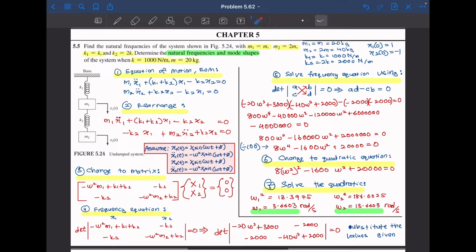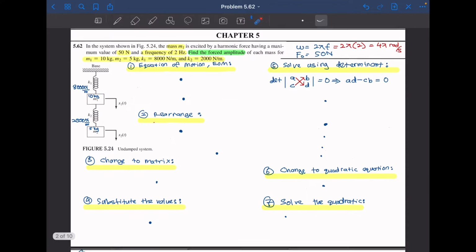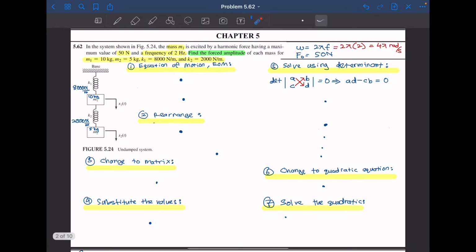But the question wants you to find, for problem 5.5, the natural frequencies and mode shapes, and they are using the same figure, figure 5.24. So for 5.62, also the same figure, but now we are going to find the force amplitude or the response using modal analysis, where the steps are exactly the same.